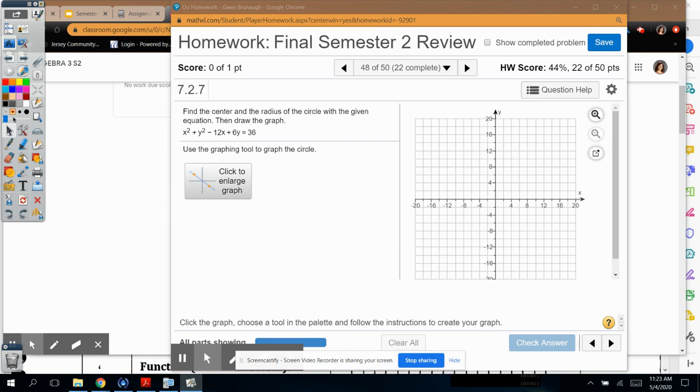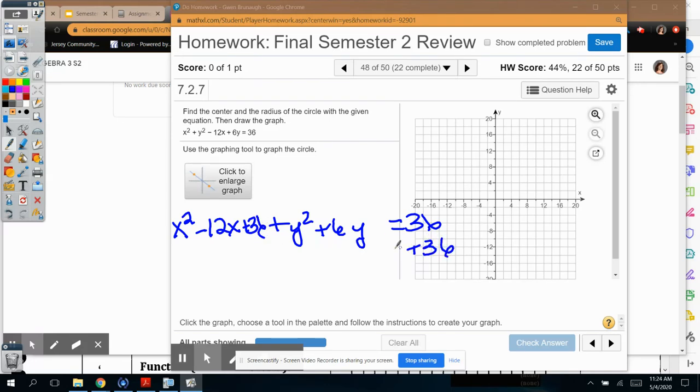Okay, we're actually going to draw a circle here. You'll have to rearrange the terms. Get your x squareds together and get your y squareds together, and it equals that 36. Find the magic number. Half of 12 is 6. 6 squared is 36, so we add 36 to both sides. Half of 6 is 3. 3 squared is 9, so you add 9 to both sides. 36 plus 9 is 81.